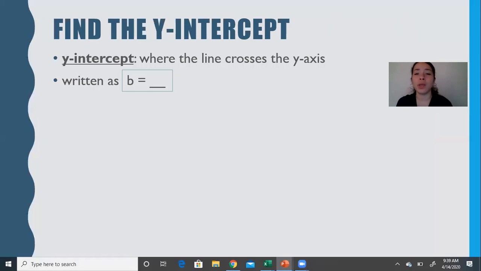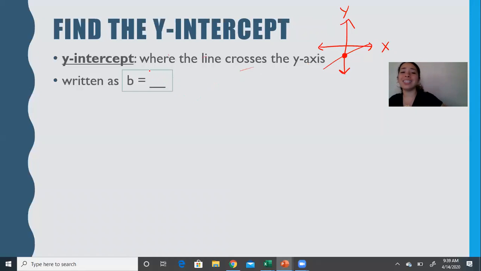The y-intercept is where the line crosses the y-axis. Remember, the y-axis is that line on a graph that goes up and down. If our graph looks like this, what I'm drawing at the moment, this is my x-axis. So the y-intercept, if a line goes, let's say this way, is where the line crosses the y-axis. So this is my y-axis. Where does that line I just drew cross it? It crosses it right here. That is my y-intercept.